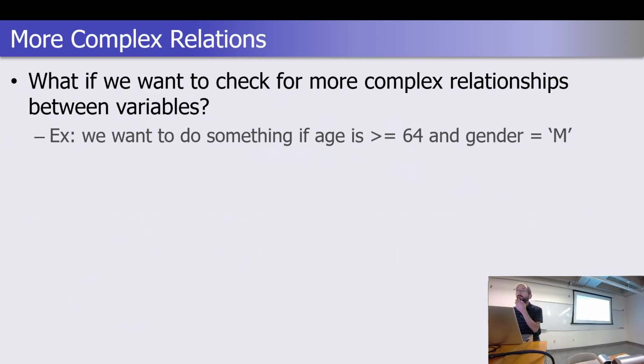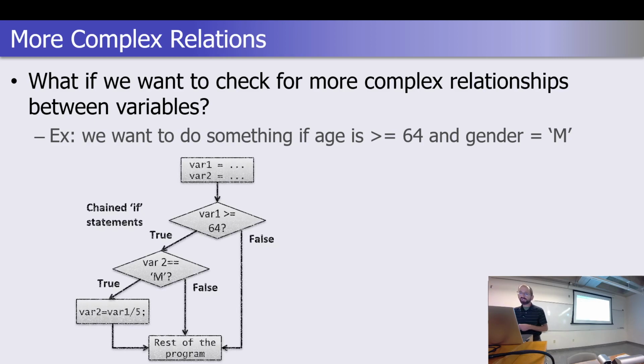As was already mentioned, what if we want to check more complex relationships between variables? What if we want to do something only if age is greater than 64 and gender is set to be M here? There's multiple approaches that are perfectly valid in our programs. This goes to the question that you had earlier. You can set up what I would refer to as sort of chained if statements.